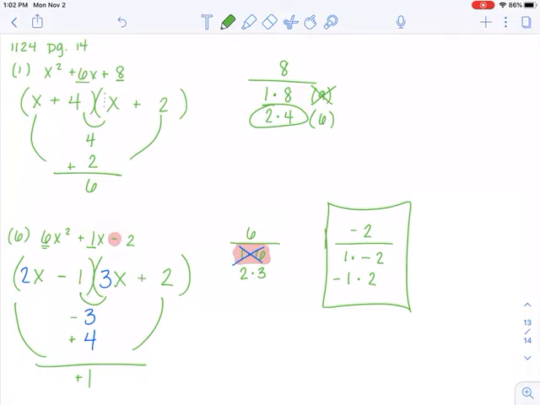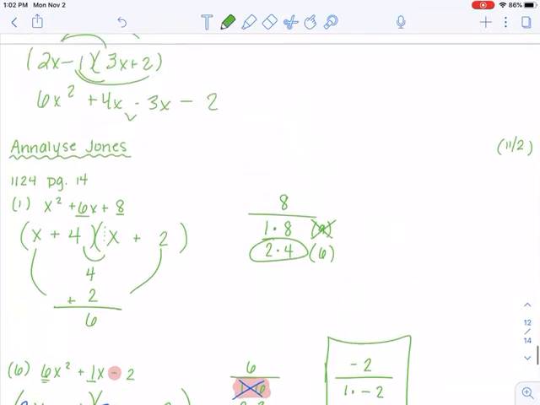Again, we've got to double check ourselves. The 2 times the 3 up front is equal to our leading coefficient. Our negative 1 times the 2 is equal to our constant. When we check it with the inner and the outer, they add up to be the middle coefficient. So therefore, we are correct, and that is our final answer right here.